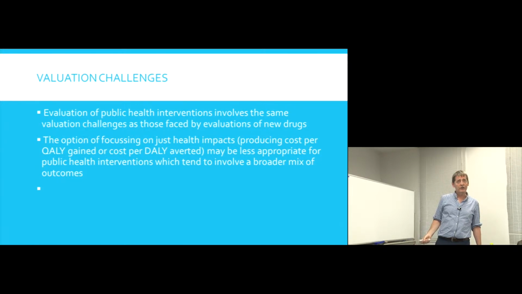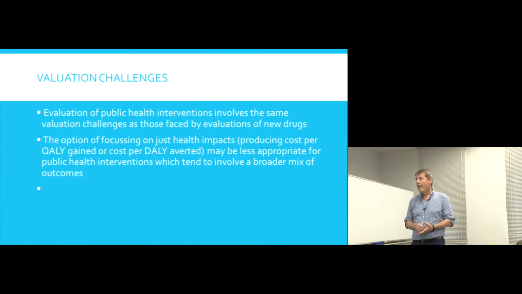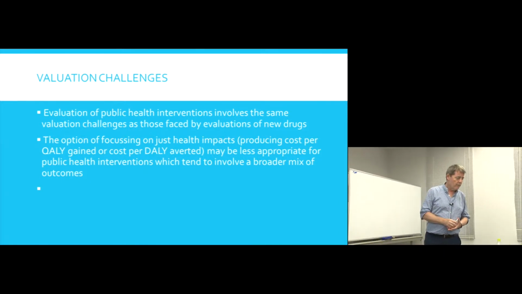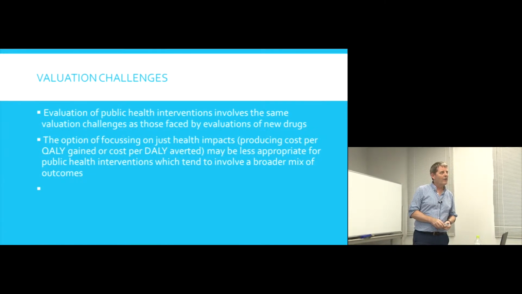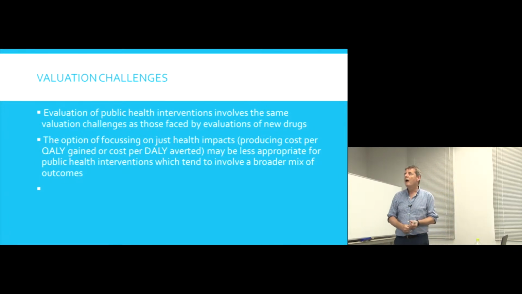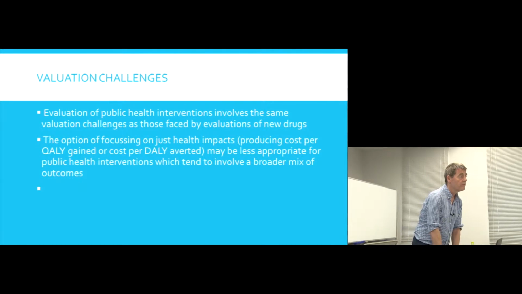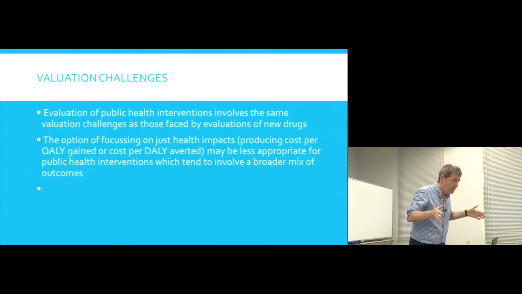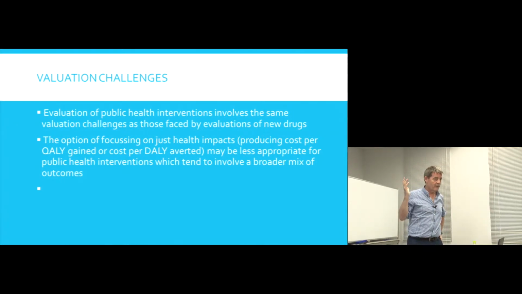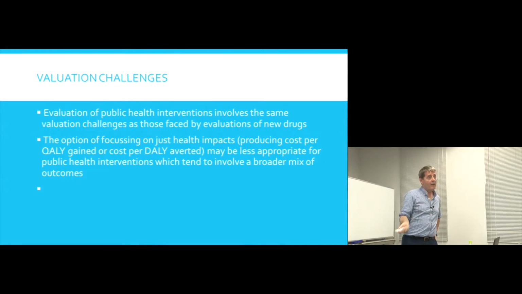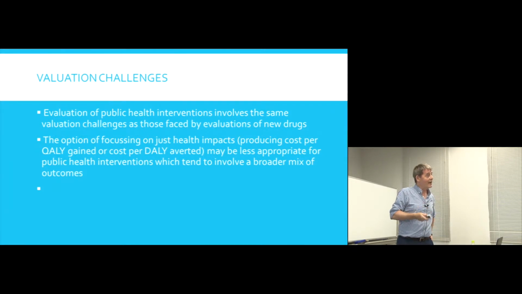Arguably, the valuation challenges, what is the value of the health change that's generated, are just the same that we experience with looking at new drugs. But, as contrasted with new drugs, there's much less use of QALYs in evaluating public health interventions, and more use of money. I think the reason is public health interventions tend to include a broader mix of outcomes. They don't just have a narrow health effect, they have potentially broader effects, as I tried to illustrate with the street lighting at the outset. So that tips the balance a bit. Monetary valuation becomes a bit more attractive as a methodology.